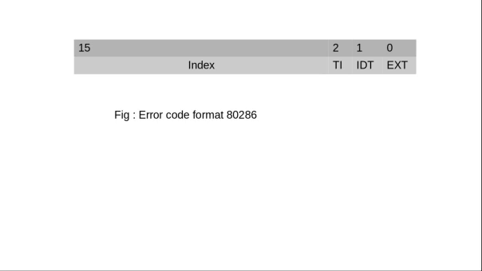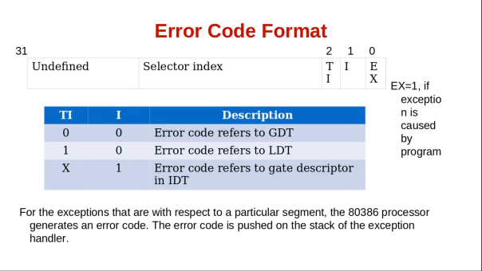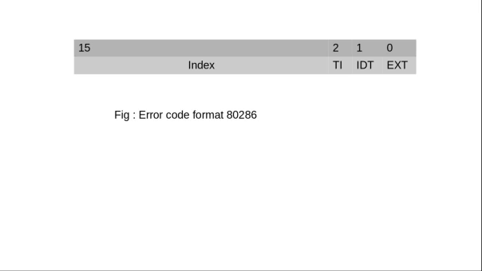There is also the structure of the error code in the 286. The previous one is related to the 386, whereas the 16-bit structure is for the 286. Here EXT, IDT and TI are 3 bits, and the remaining 13 bits are for the index, so 13 plus 3 makes 16 bits.